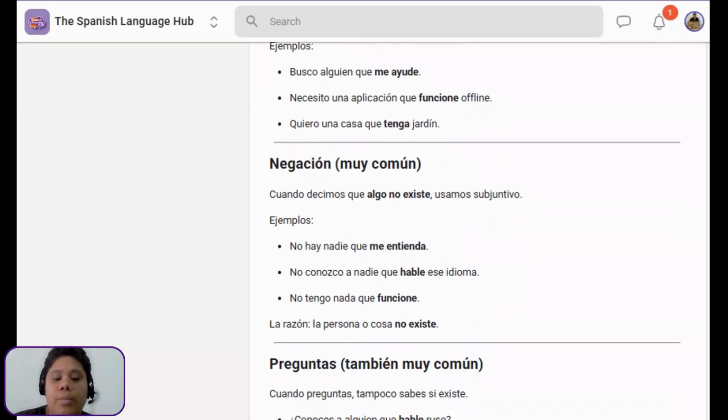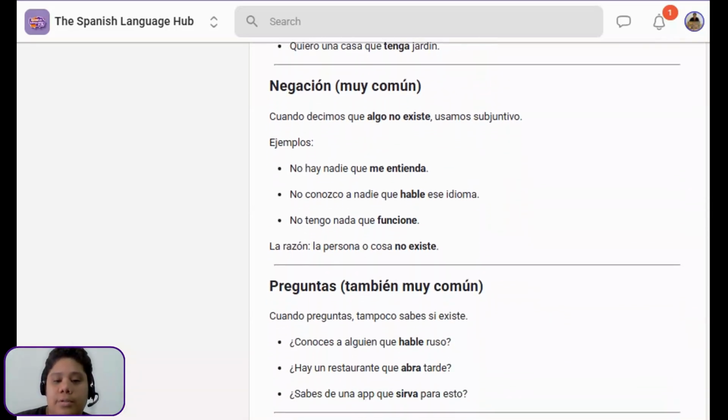And we also have some common questions. These are very common questions with the subjunctive to ask about the existence of something or someone. ¿Conoces a alguien que hable ruso? ¿Hay un restaurante que abra tarde? ¿Sabes de un app que sirva para esto? So you're asking for information because you don't have this information. It's unknown to you. So we use the subjunctive.